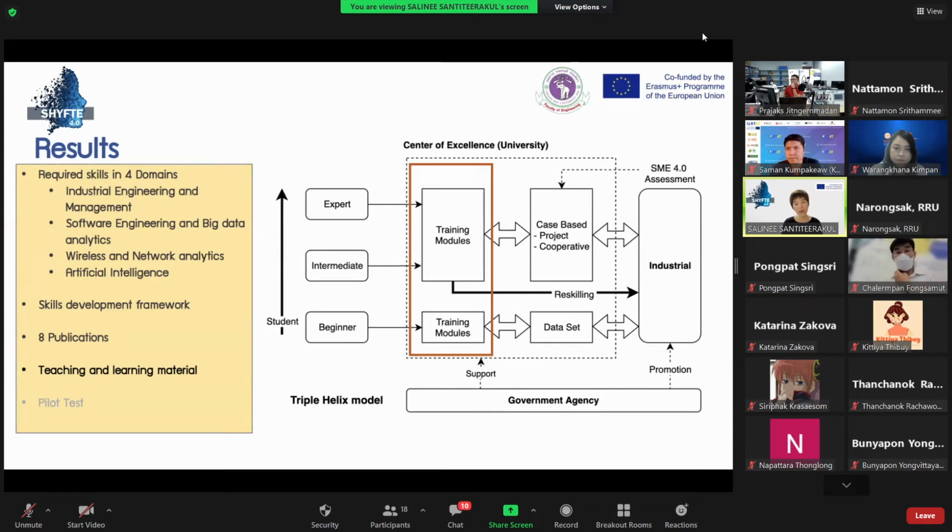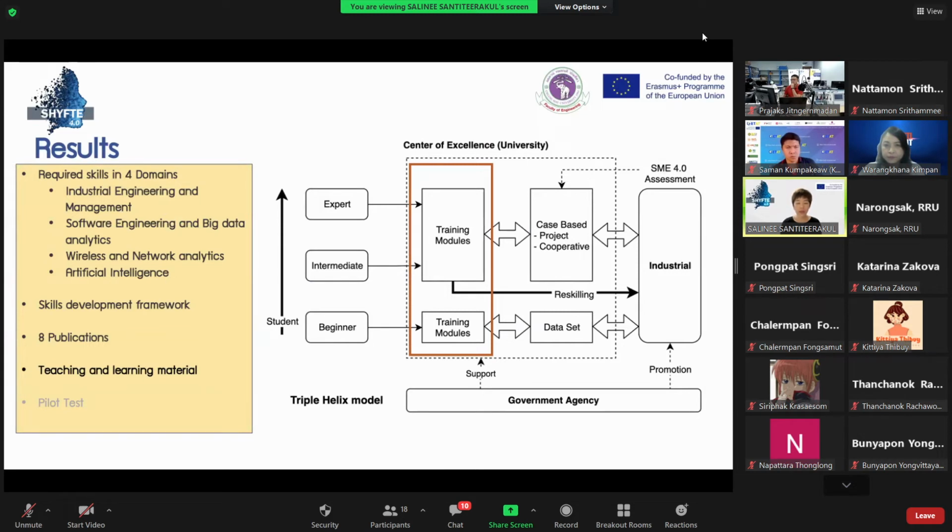So we have to define the required skill for the beginner, intermediate, and expert level of the trainee. And also we try to find the link, the support and some promotion from the government agency. So we call this model a triple helix model. I will show you an example of the training course module of the first domain, industrial engineering and management.